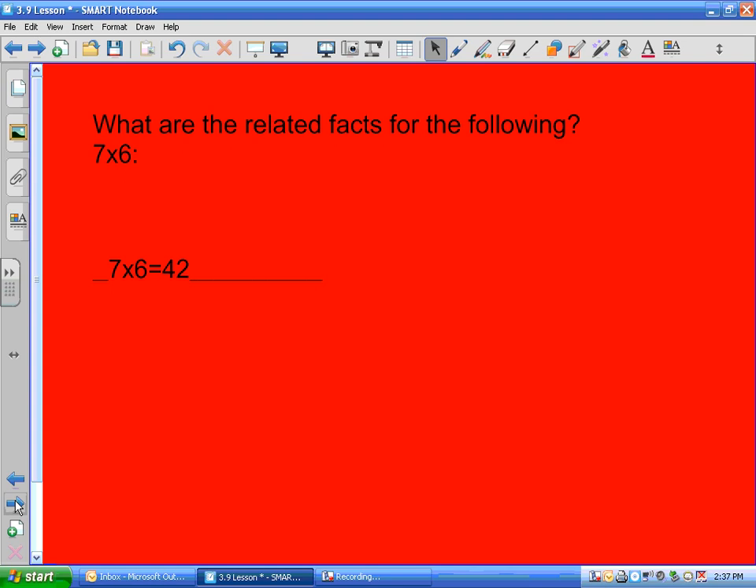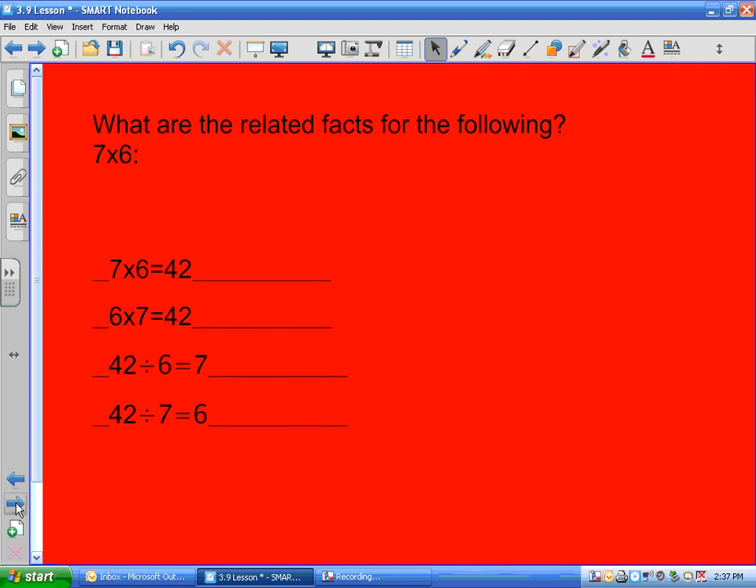I think if I go past this, it gives you the answer. There's the first one, second one, third one, and fourth one. Do you notice that the 42 is always first on this side, and the 42 on the other side is always last, right? So when you're multiplying, the bigger number is last. When you're dividing, the bigger number is always first.